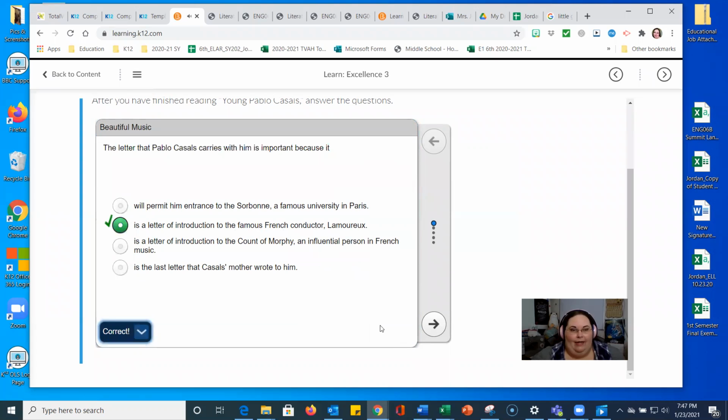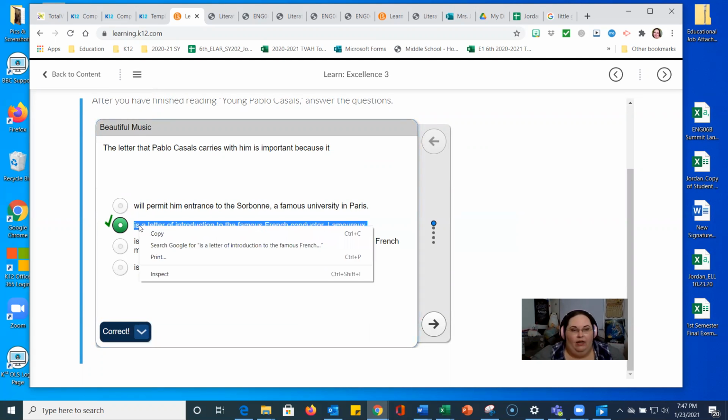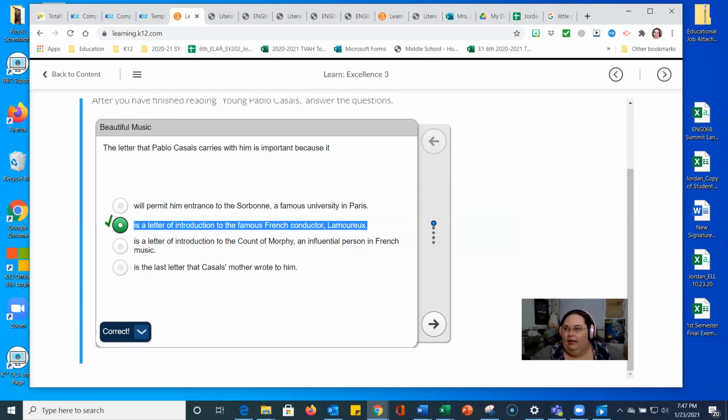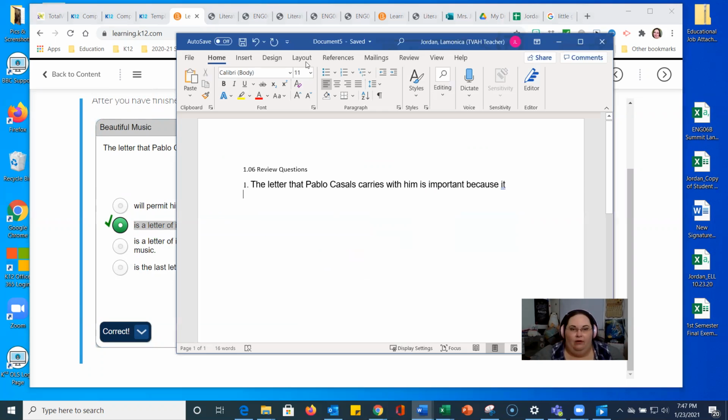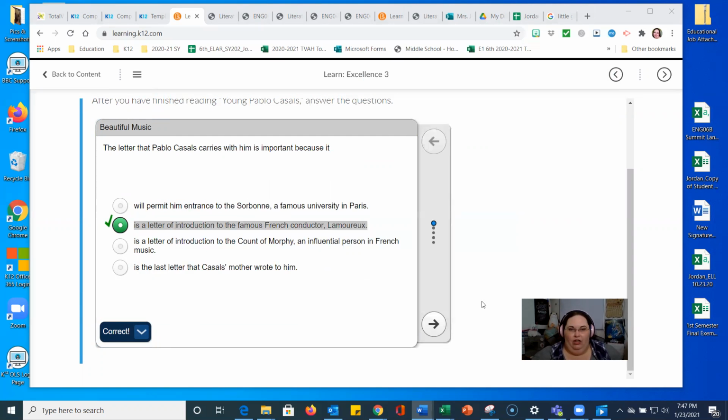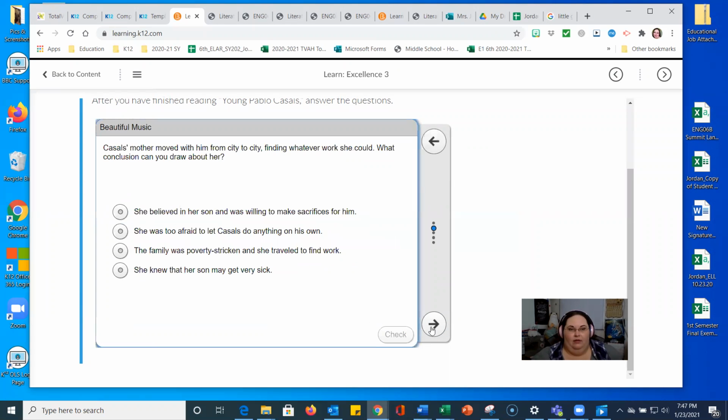Let's check. Okay, so now that we know that this is the correct answer, we click copy. And again, bring our document over here, and I put answer and Control V or paste. Right click and paste. And come down and put in number 2. And you do this for each question in this multiple choice section or review section.